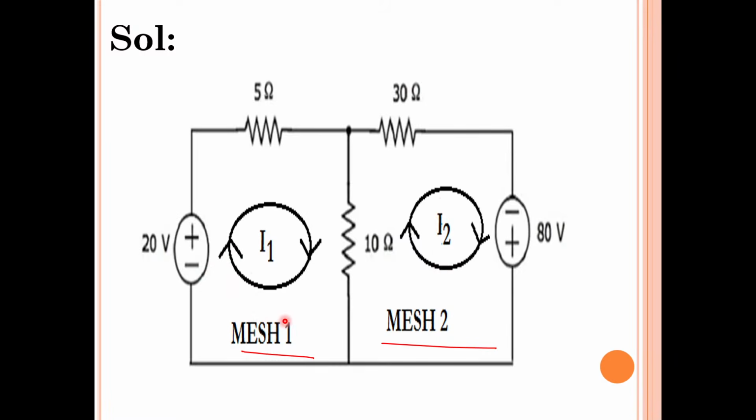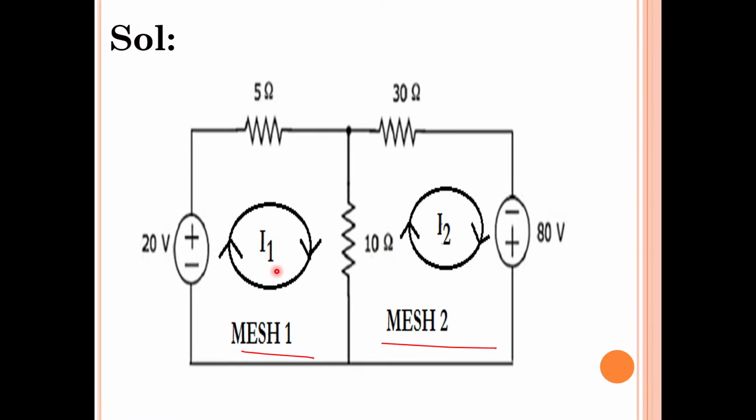First of all, identify how many meshes there are, how many closed paths there are. You can see here, this is one closed path, this is another closed path. So two meshes are there. After identifying how many meshes there are, we must mention the mesh currents. Just draw a circle in one mesh, and draw another circle in the second mesh.